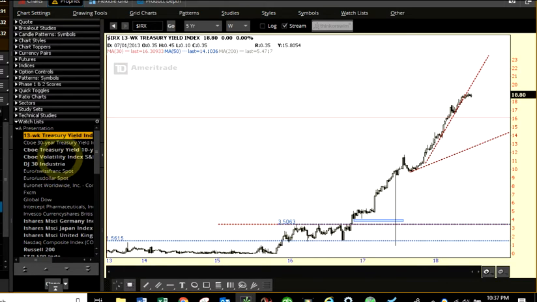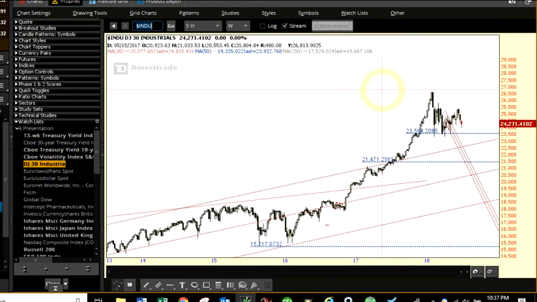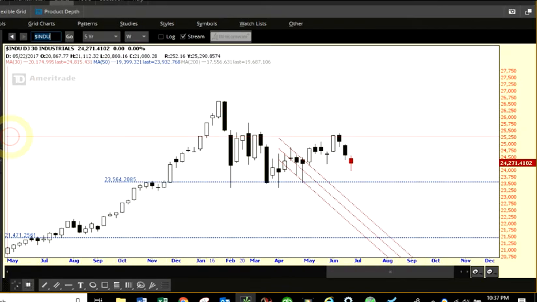If I can find where, there's the Dow. The Dow's a little weaker. Let's look at the Dow since I'm on here. I think that'll be fine. Again, we could get some sort of little counter trend rally. This move down here could be just about complete.